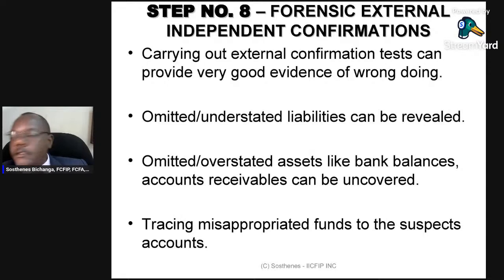Number two, suppliers. The information the investigator can gather from suppliers using independent forensic confirmations is as follows. A. Disputed balances. B. Confirmation or otherwise of the balances in the financial statements. C. Cut-off manipulation. D. Omission of liabilities for goods and services supplied to the investigated organization.